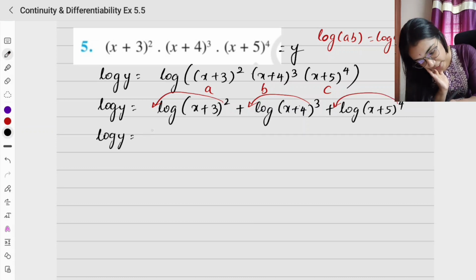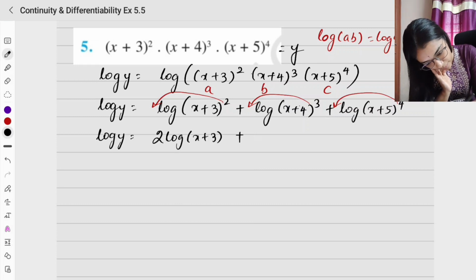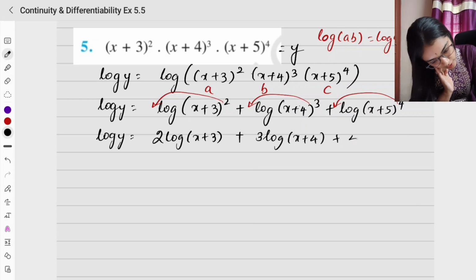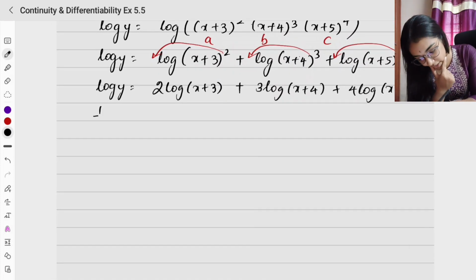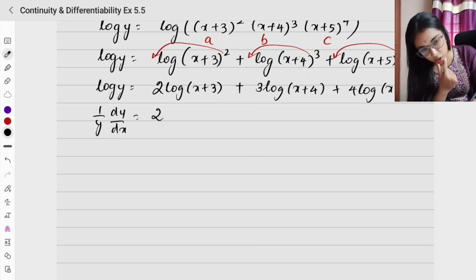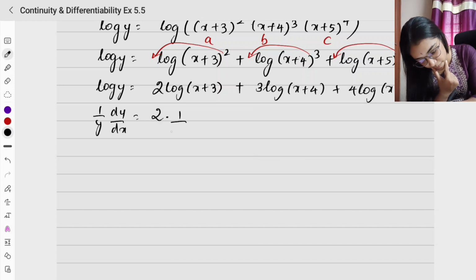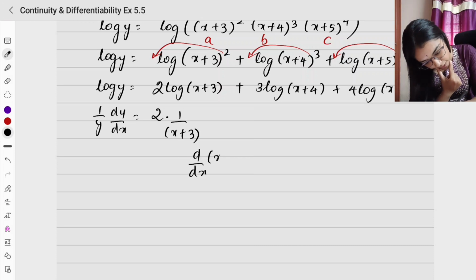Log y equals 2 log (x+3) plus 3 log (x+4) plus 4 log (x+5). So now I have to differentiate the log. 1 by y dy by dx equals 2 times log x, whose derivative is 1 by x, so times 1 divided by (x+3) times d by dx of (x+3). What is d by dx of (x+3)? The derivative of 3 is 0, the derivative of x is 1. So it is simply going to be 1.